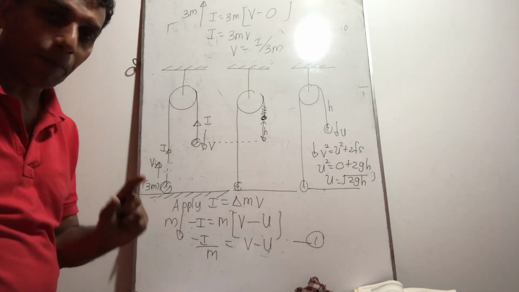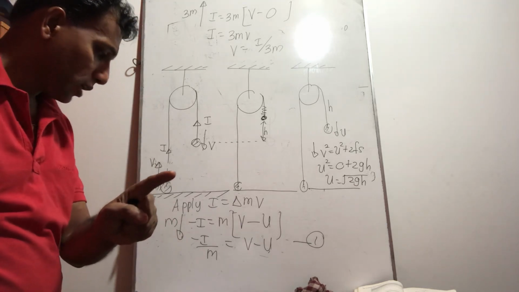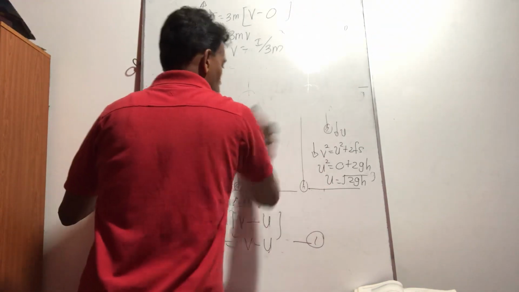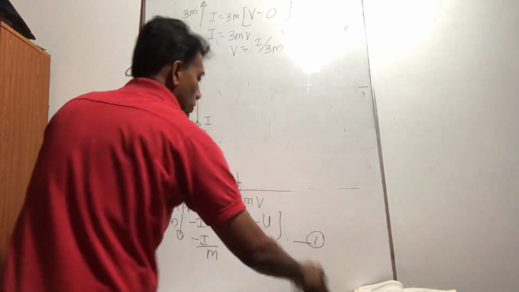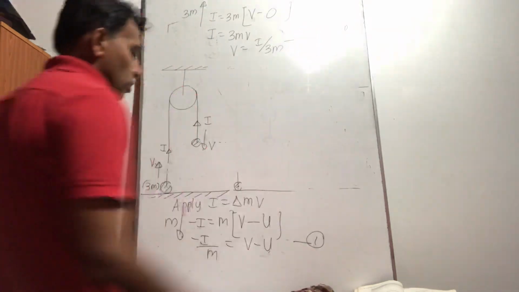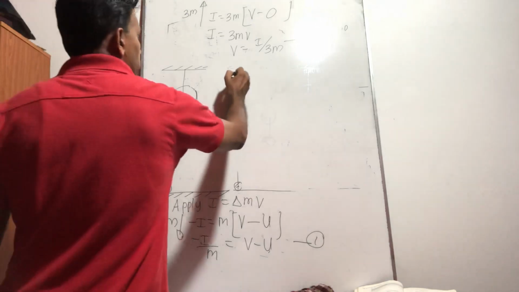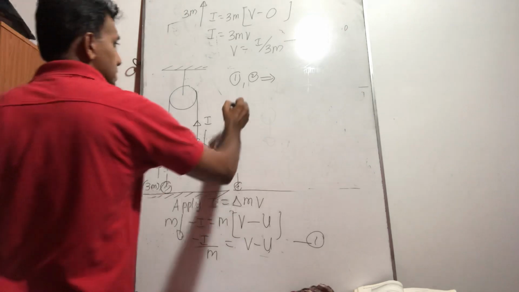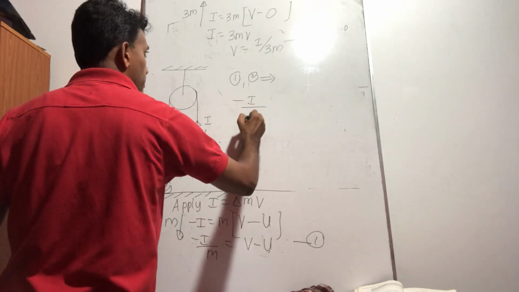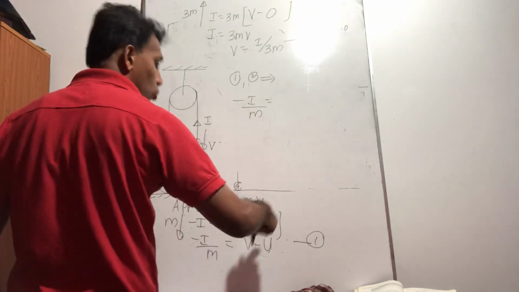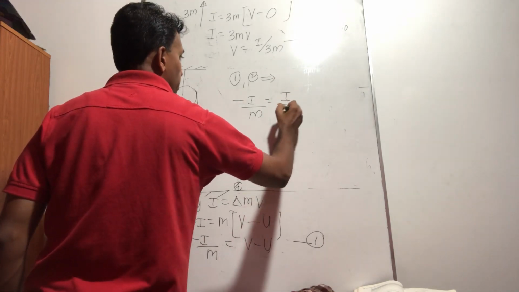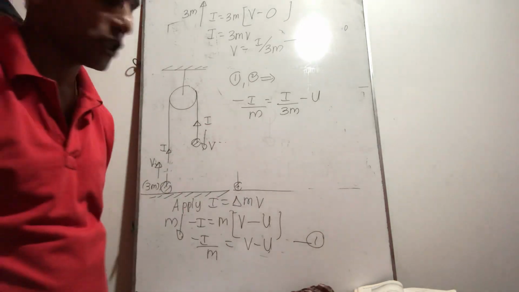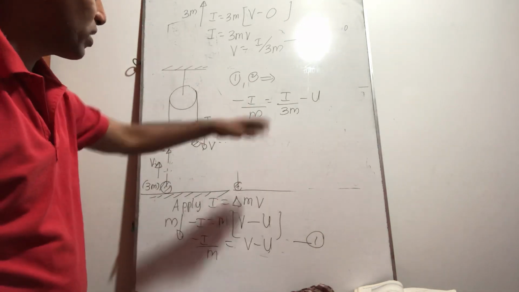The question is to find the impulse. The answer provided is 3mu over 4. So now I connect both equations, the first and second. Minus I over m equals V, which is I over 3m, minus u. You know the u answer already, right? Now make I the subject and simplify.